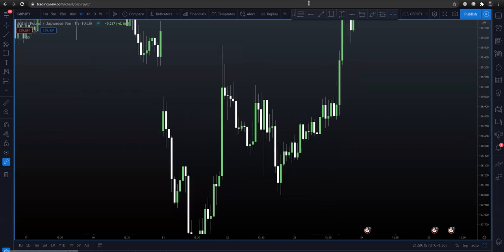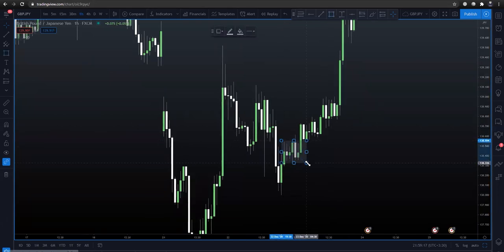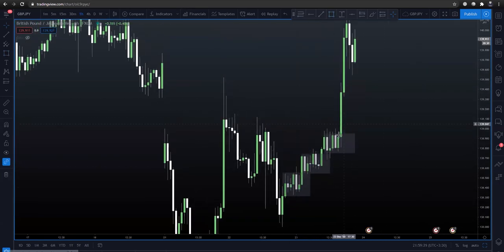But if we wanted to analyze it, it was easy. It's a base, breakout, back to the base, breakout, back to the base, breakout. That's it. That's how it will do that.